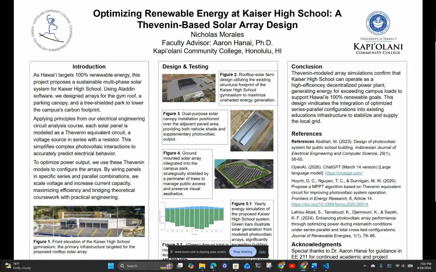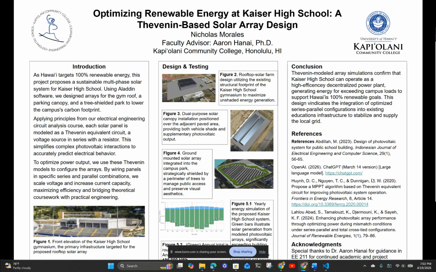My project focuses on Kaiser High School in Hawaii Kai. I think it's a good idea to start with schools because they have a massive footprint and high energy costs, especially with air conditioning. We are able to use Aladdin and perform a deep physics and building analysis, to see if we can turn the campus into a high efficiency decentralized power plant.